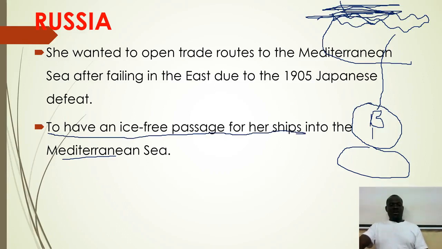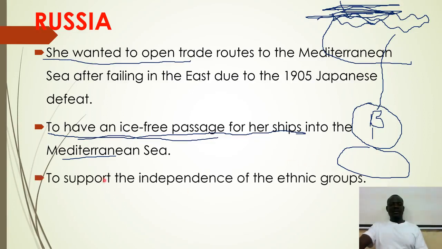So number one, we have said that she wanted to open trade routes to the Mediterranean Sea, and number two, to have that ice-free passage to the Mediterranean Sea as well. And also to support the independence of ethnic groups. So Russia was interested again in the Balkans so that she could support the independence of ethnic groups, to say, right, the Slavs want to be independent, let them be. So she wanted to support them.